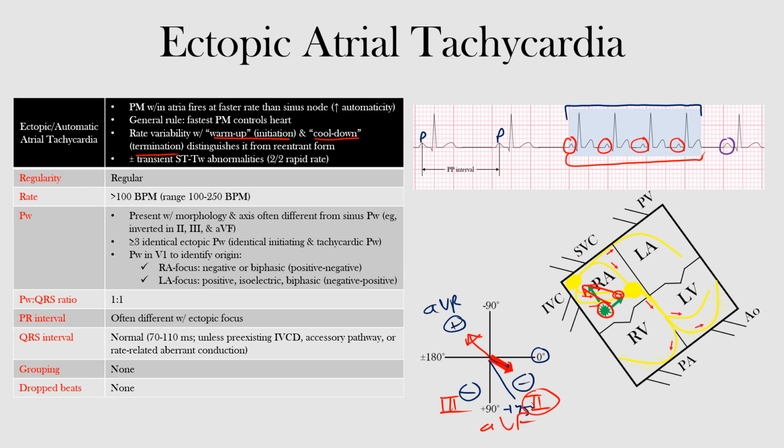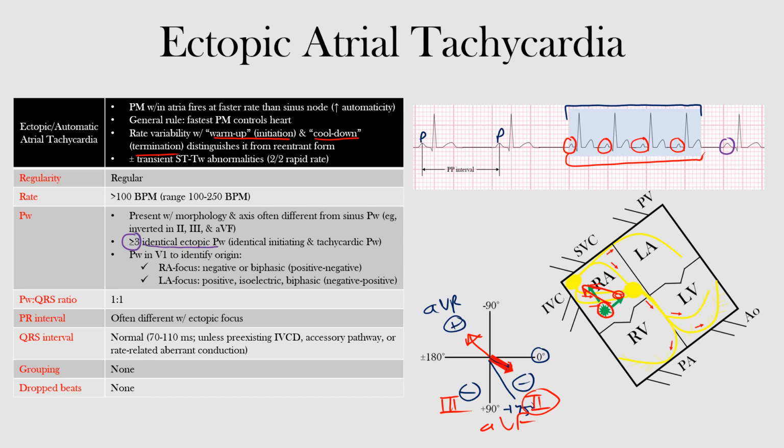Now, we usually want to see at least 3 identical ectopic P waves, because variation in P wave morphology with each beat may indicate another rhythm, such as multifocal atrial tachycardia. And that's one that we'll talk about in future lectures. In other words, the initiating P wave that we see here should be identical to the P waves that follow.